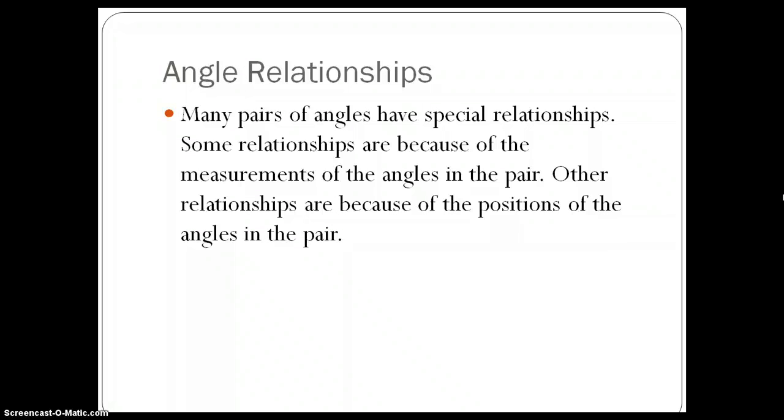Angle relationships. Many pairs of angles have special relationships. Sometimes it's because of the measurements of the pair. Sometimes it's because of the position, where they are located in conjunction with each other.